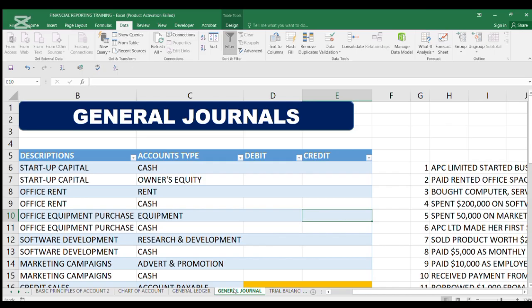Now, from what we read before, we read that APC Limited started business with cash of $1 million US. Yes, this is cash. This is not bank. This money you have in cash is not a bank balance that you transfer. So what we are going to do to save us the time, I have already inputted what we are going to post for each of those transactions.